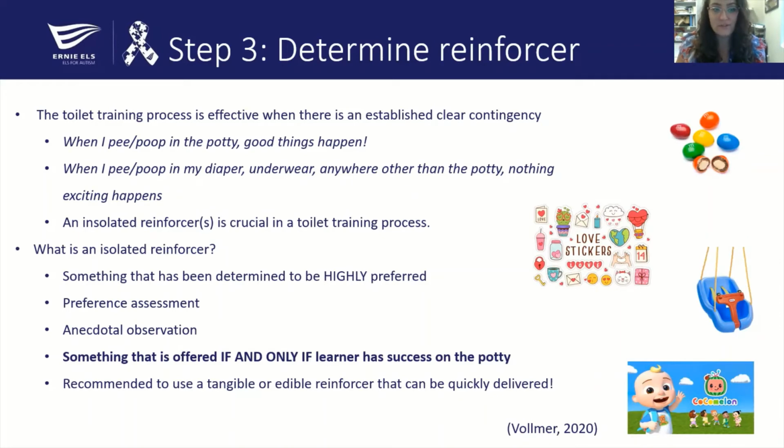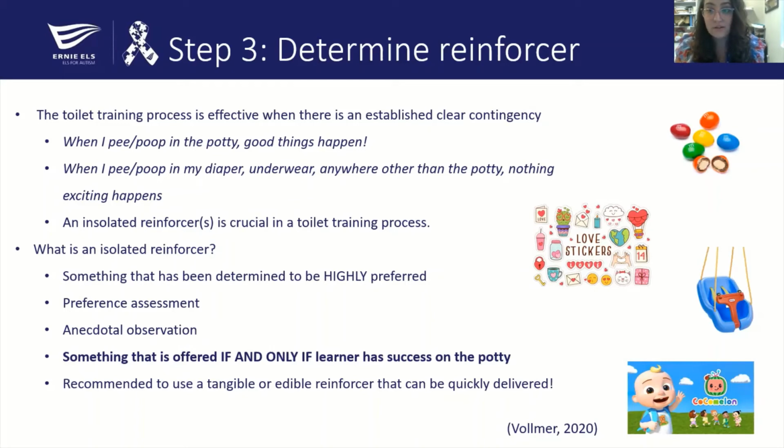So what do I mean by that? An isolated reinforcer is something that has been determined to be highly, highly preferred. I do recommend doing an informal preference assessment to report on how often a child wants that item or that activity or that edible, whatever it is. You can also use, of course, anecdotal observation. A lot of parents say to me, I know what it is. It's 100% M&Ms, or it's always going to be going on the swing, or access to Cocoa Melon. Whatever it is, it is something that can be offered only if there is success on the potty. And I repeat, if and only if there's success on the potty.